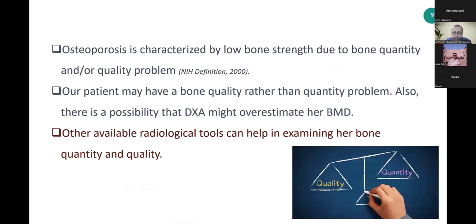Osteoporosis is characterized by low bone strength, which could be due to bone quantity and/or bone quality. Our patient may have a bone quality rather than quantity problem, although there is a possibility that this DXA might overestimate her BMD. Like Dr. Al-Jabri mentioned in the first presentation, DXA BMD can underestimate the risk of fracture in patients with diabetes. And there are other available radiological tools which can help in examining her bone quantity and quality.